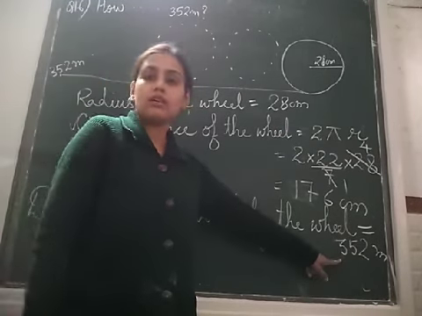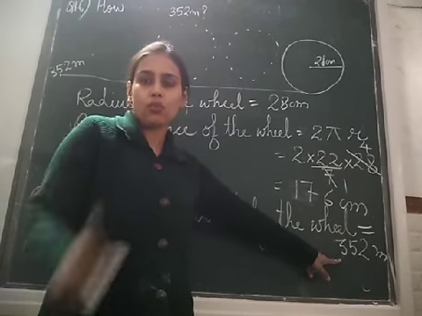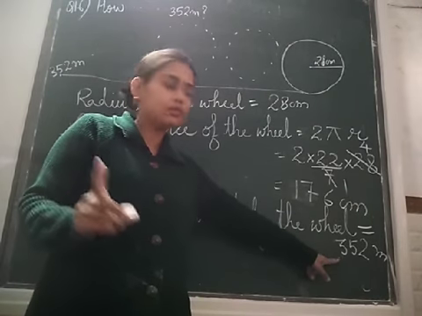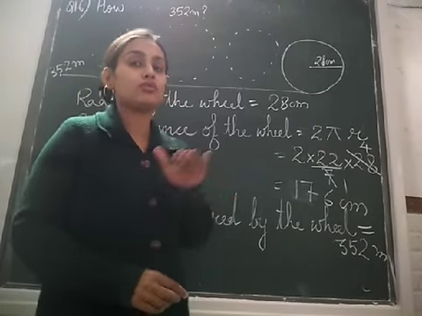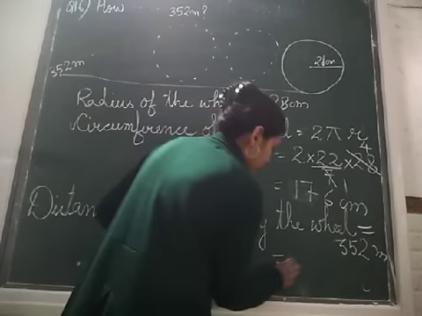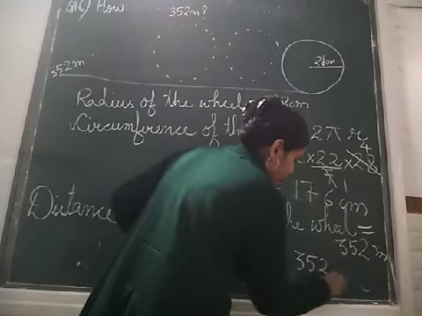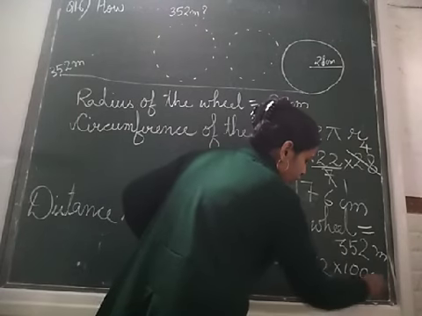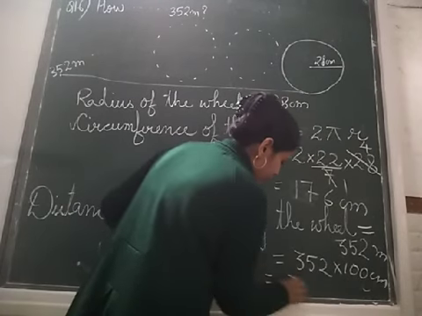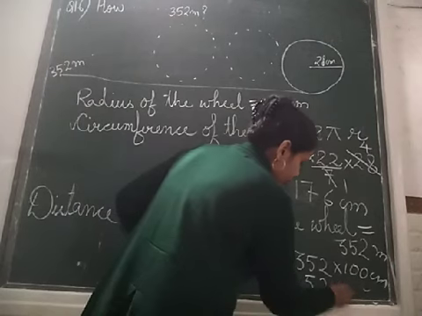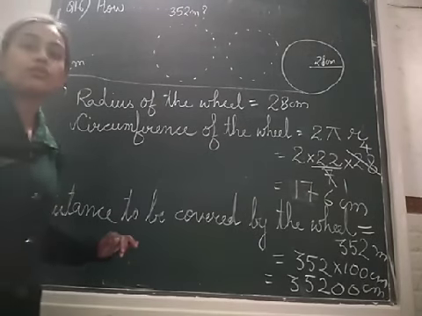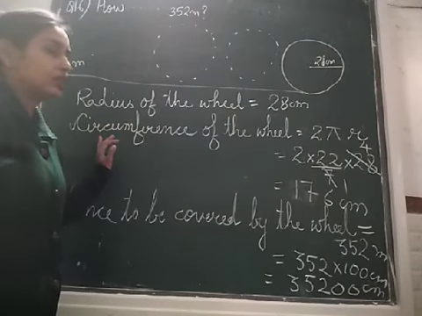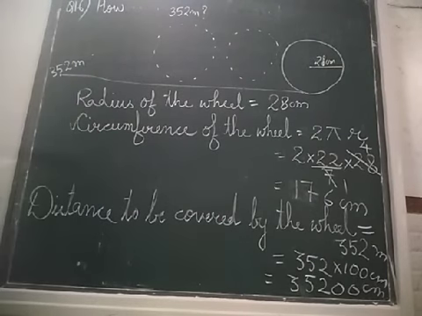So let's convert it into centimeters. So 1 meter is equal to 100 centimeters. So 352 meters will be 352 into 100 centimeters. So 352 into 100 to convert it into centimeters, so 35200 centimeters. Now we want to know how many rotations the wheel will take.